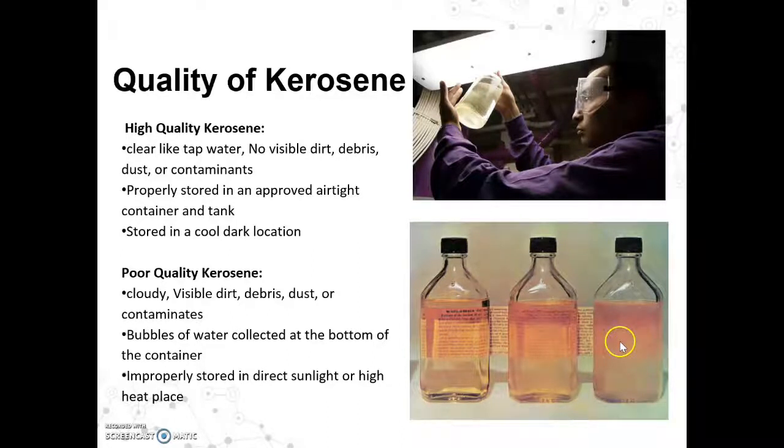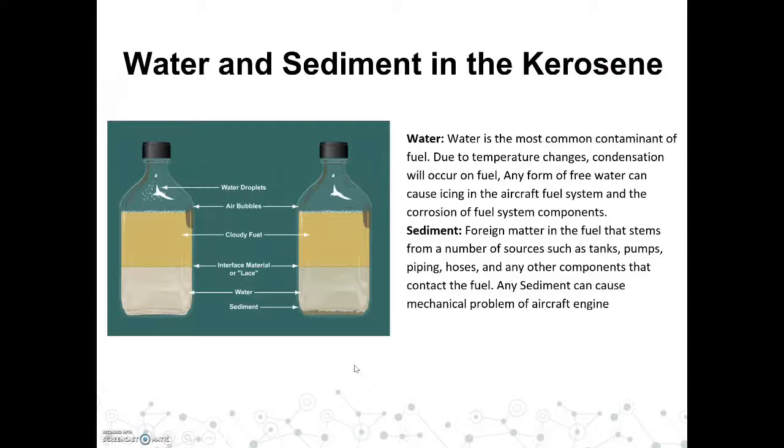And then the third bottle is really poor quality kerosene. It's cloudy, you cannot see through that. There's a lot of water and sediment in there, and poor quality kerosene is always improperly stored, in direct sunlight or a high heating place. Water and sediment are the main types of contaminants of the fuel, and water is the most common one due to temperature change, condensation on the fuel.